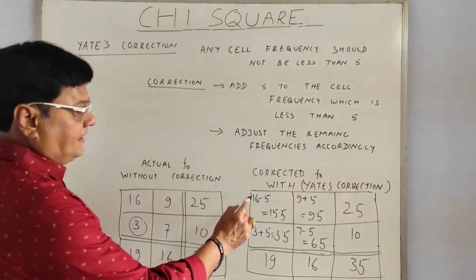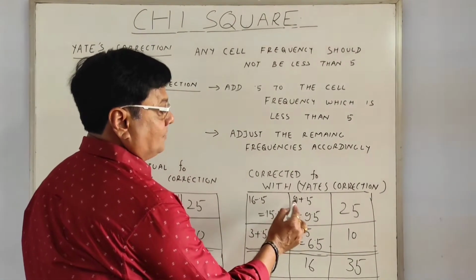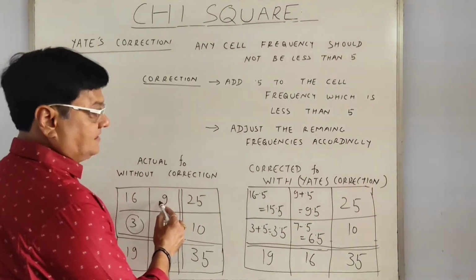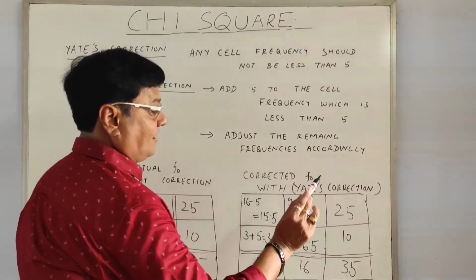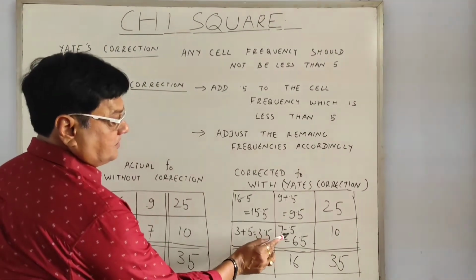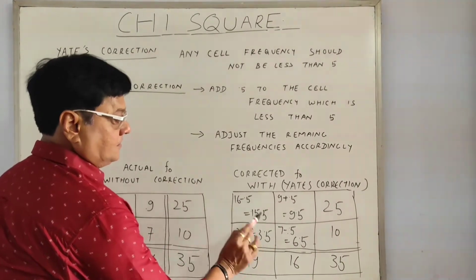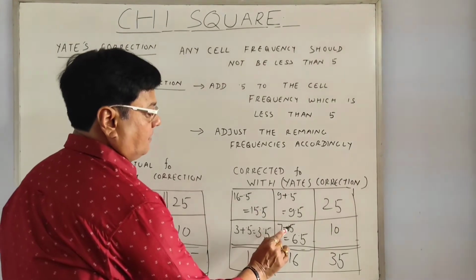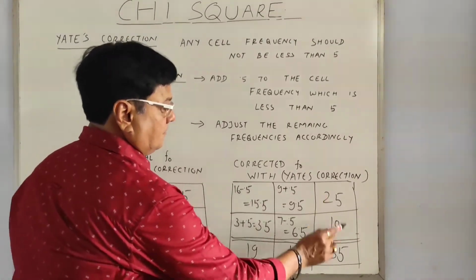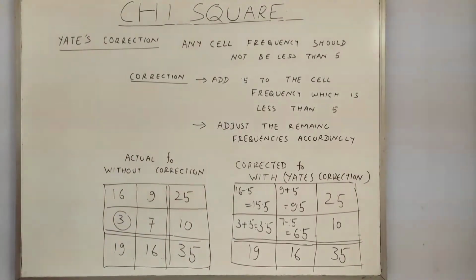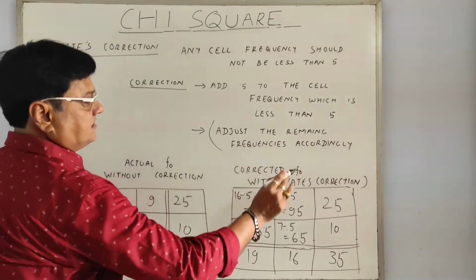And then again, here we have subtracted, so we add here: 9 plus 0.5 is 9.5. The total should come as 25. Then again we have to subtract here: plus, minus, minus. 7 minus 0.5 is 6.5, and that is coming as 16. And the marginal totals are adjusted. That is what they have written: adjust the remaining frequencies accordingly.